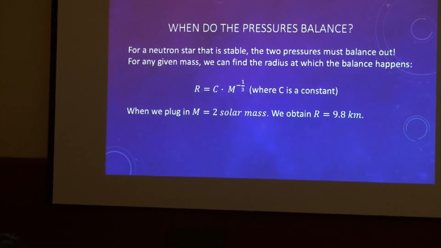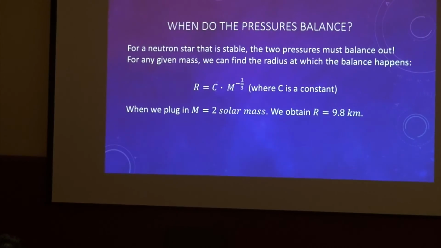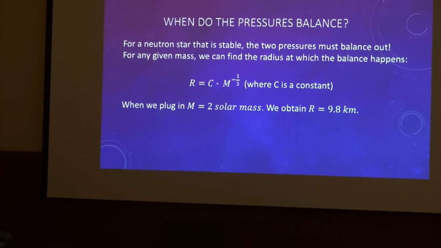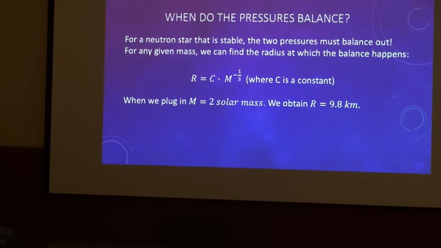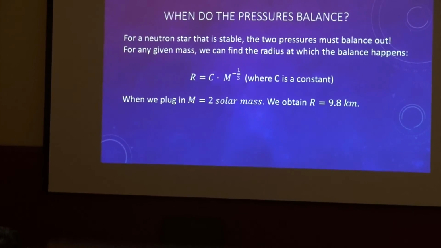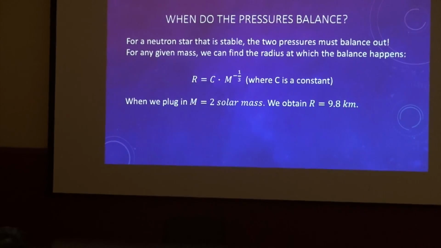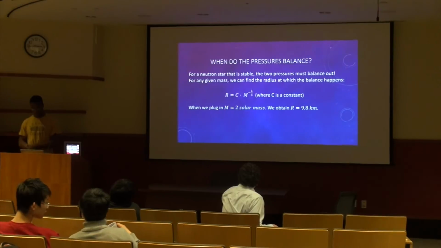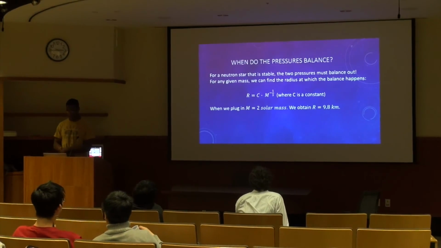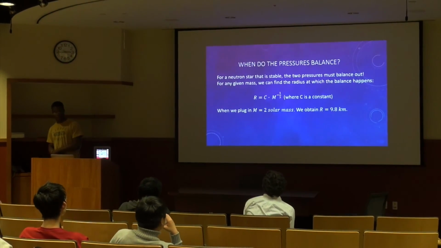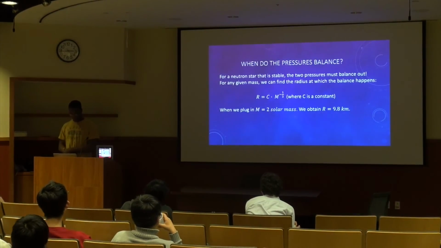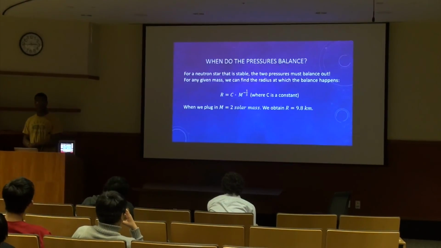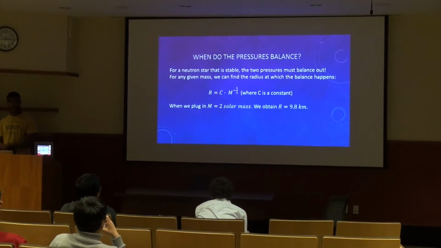And what we get is that the radius equals C, which is just a constant, times m to the negative 1/3. That's just variable soup; we were working with a lot of variables. Now, if the total mass of all the neutrons within the star is 2 solar masses, we obtain a radius of 9.8 kilometers. Now, there's something interesting. Based on this relationship, if you increase the mass, what happens to the radius of the neutron star?